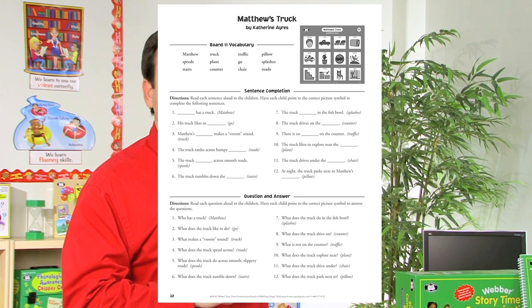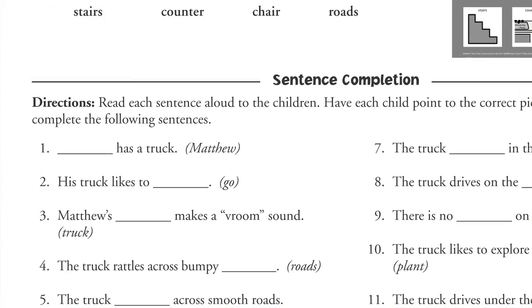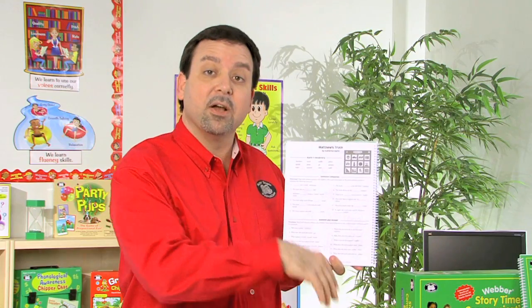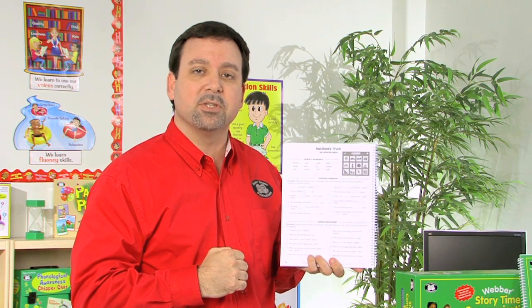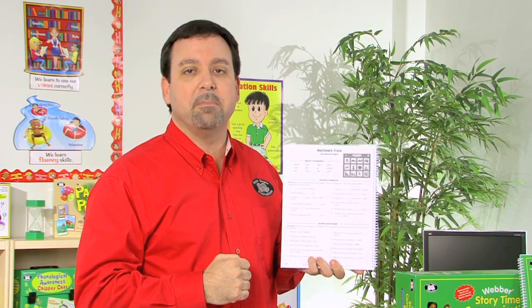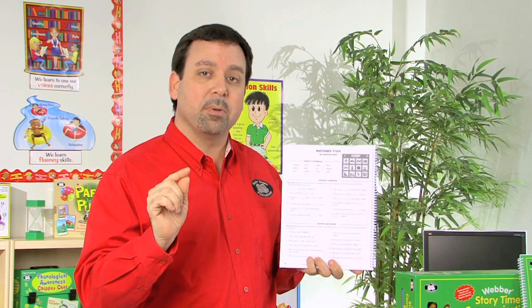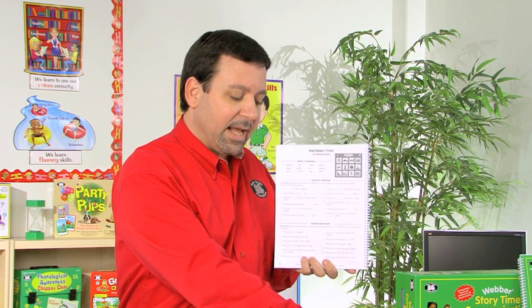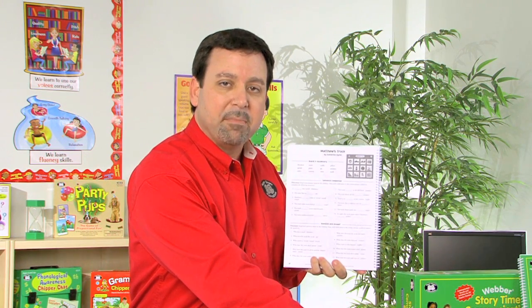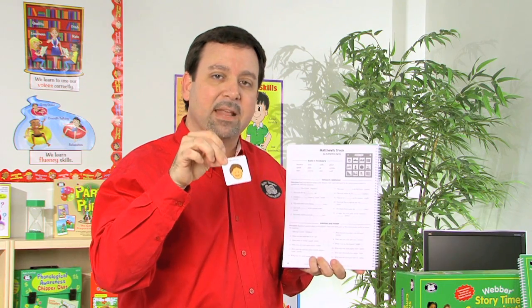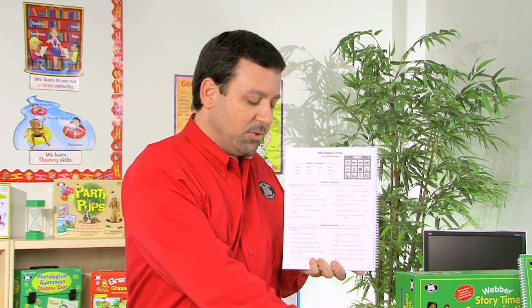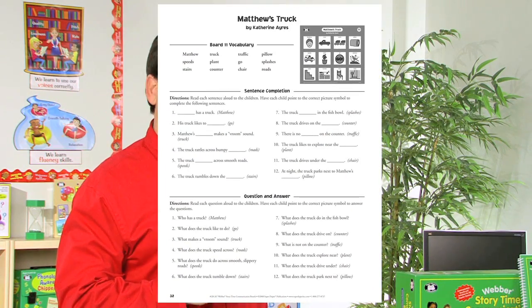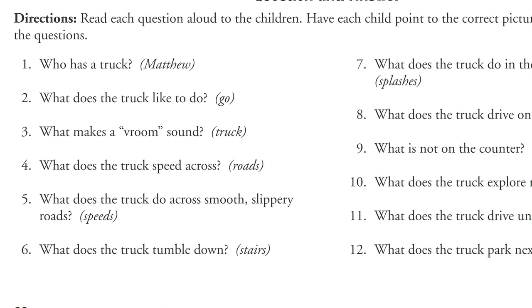An example of sentence completion would be, blank has a truck. So the student will look at their pictures, they'll remember who has the truck from the story, and of course they'll respond Matthew. They'll either do this verbally, or if they're nonverbal, they can just simply point to the picture of Matthew, or they can select the Matthew picture card and hand that to you. For question and answer, we have, who has a truck? And once again, they can respond in similar fashion.